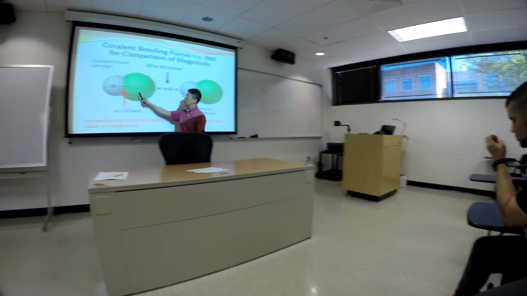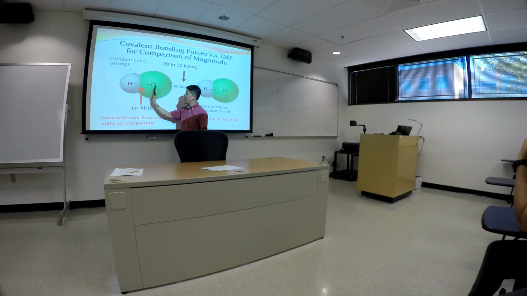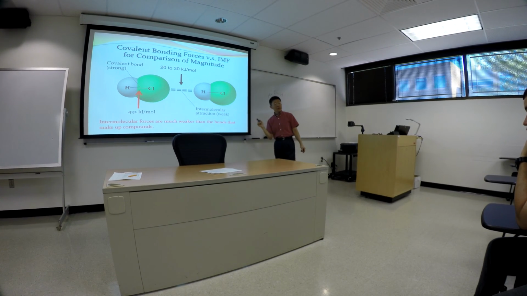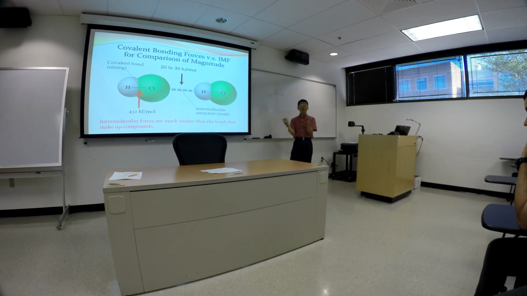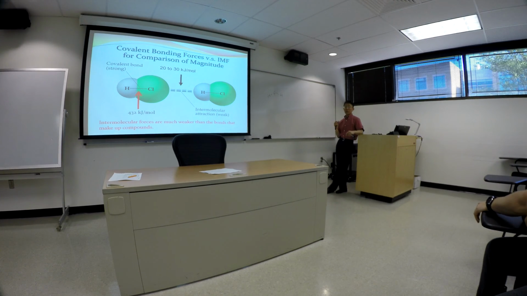If you have a hydrogen chloride molecule, the chemical bond between a hydrogen atom and chlorine stores a lot of energy, 432 kilojoules per mole. Meaning, if you try to break the HCl bond, you have to supply 432 kilojoules per mole of energy.